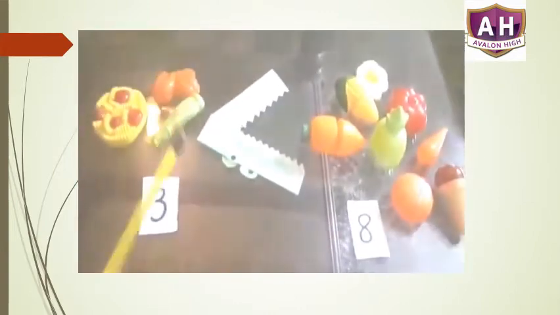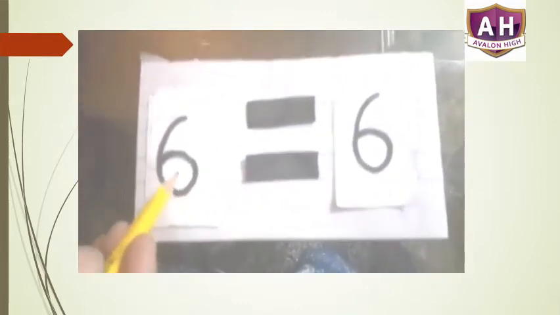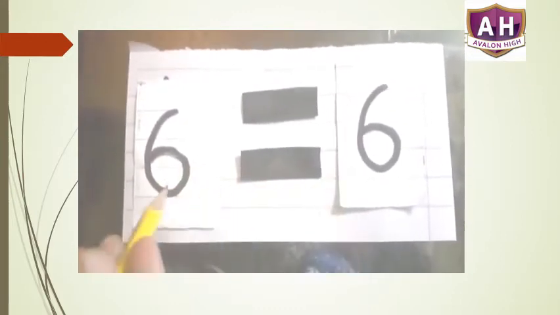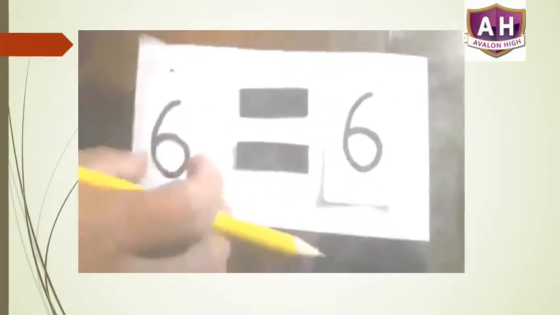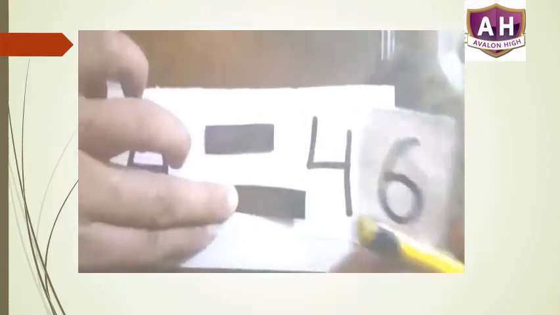Apart from the greater than and less than signs, there is another sign, that is equals to. If two numbers are similar, we can say that these two numbers are equal. Let's suppose 6 is equal to 6. 4 is equal to 4.